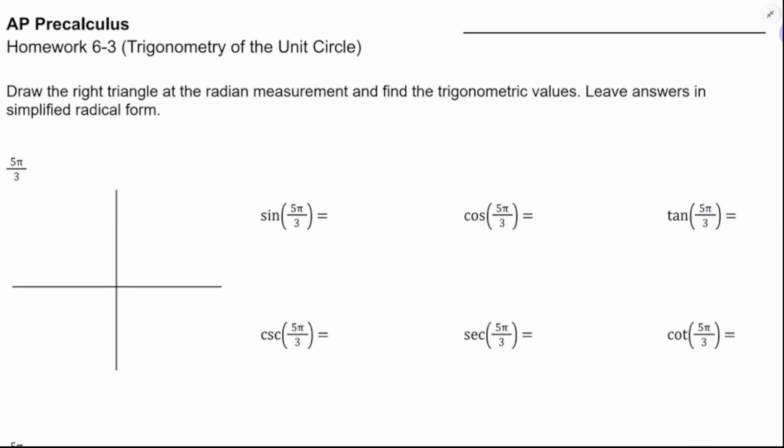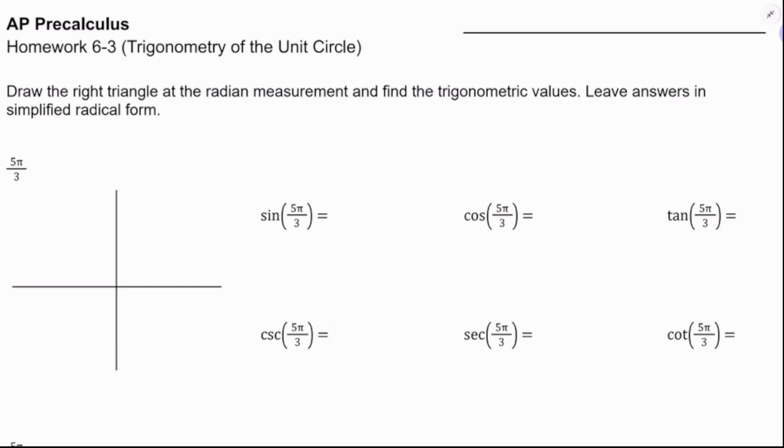In this video, I'm going to be working AP Pre-Cal Homework 6.3, and so we're going to be doing a lot of trig diagrams, a lot of finding sine, cosine, tangent at radian values outside the first quadrant. So we're going to start off with some problems where we're going to draw the trig diagram once, then find a bunch of trig function values all at the same angle.